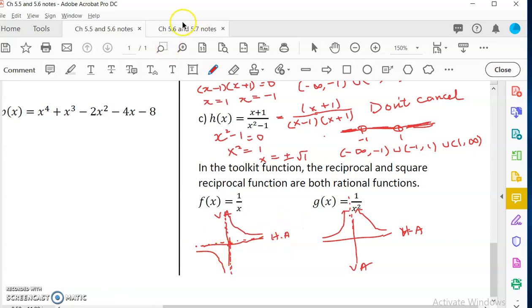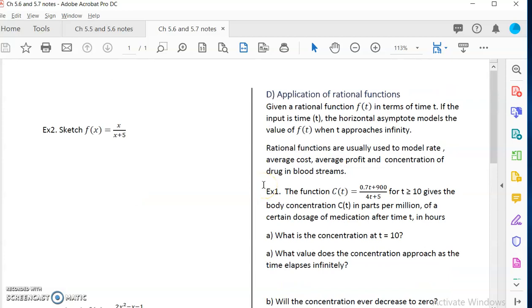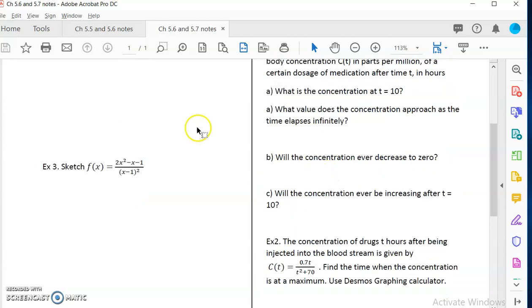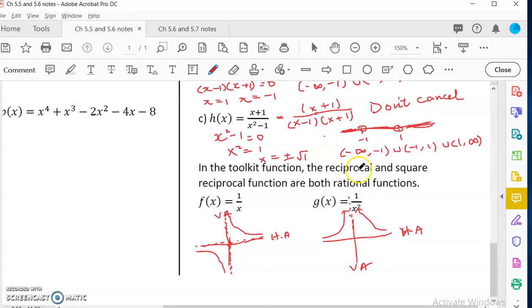In the next video, we're going to talk about how to sketch a rational function and also other features of a rational function.